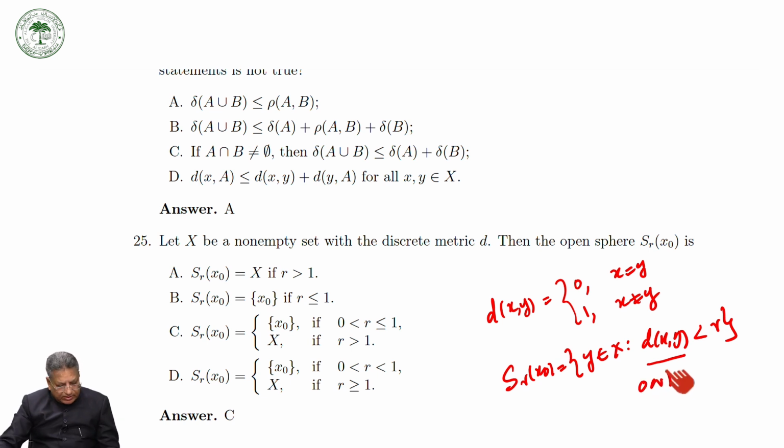So it means this is 0 or 1. If r is greater than 1, if it is any number greater than 1, then it is true for every y. So it is the whole space. And if r is 1, then this is 1. So this is true only when y is equal to x0.